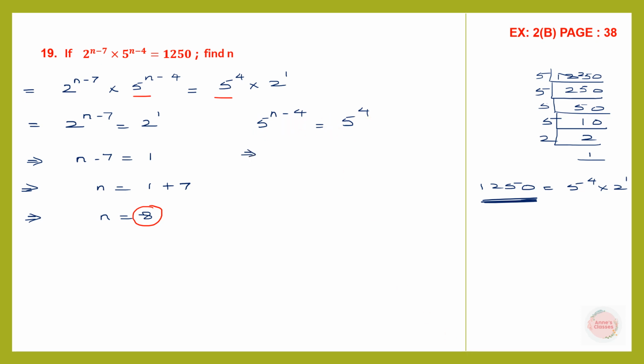So this will be equal to n minus 4 is equal to 4. So now to find the value of n, we say 4, and then we're going to transpose this minus 4 to the other side. It becomes plus 4. So here also n is equal to 8. So can you see? Here we found n to be equal to 8, and here also it's 8. That means the value of n is 8.